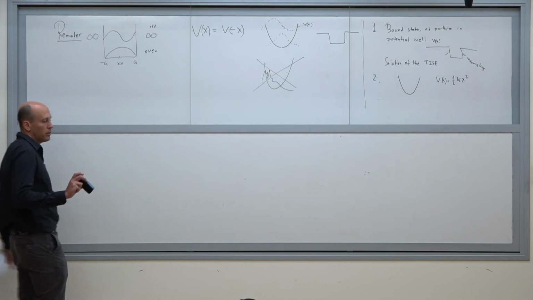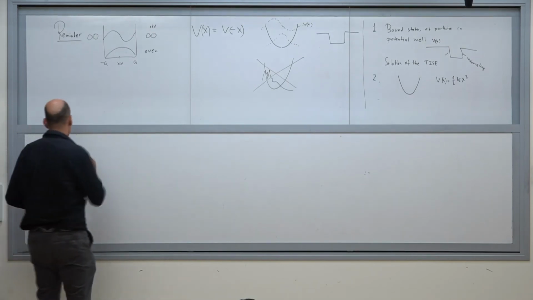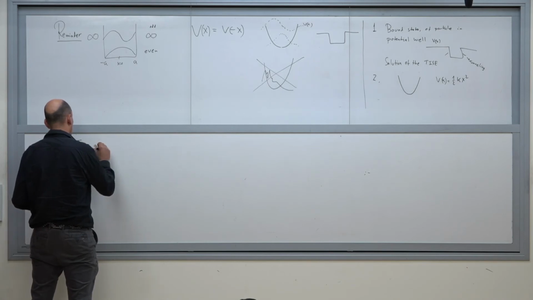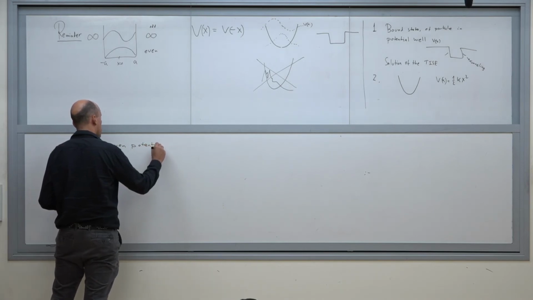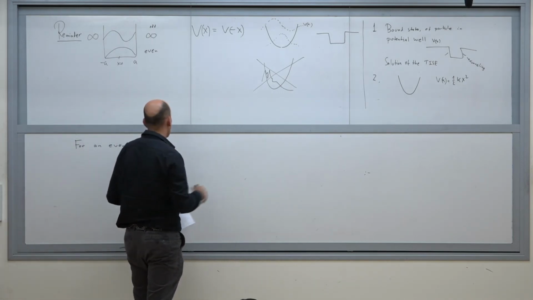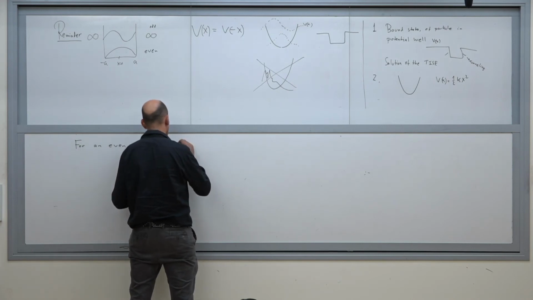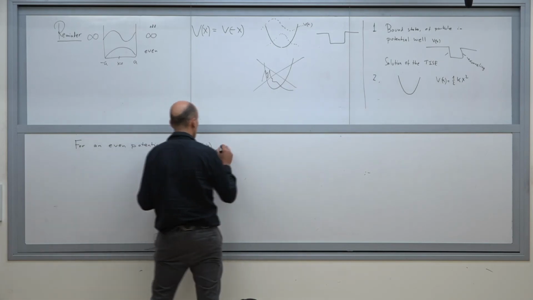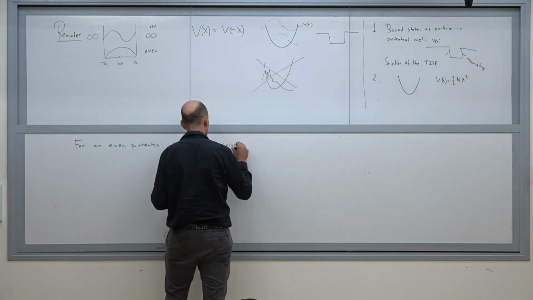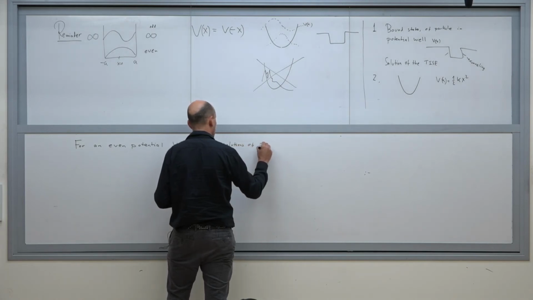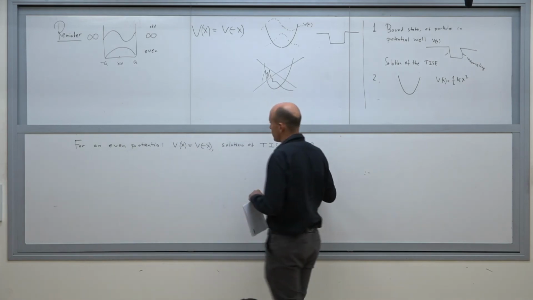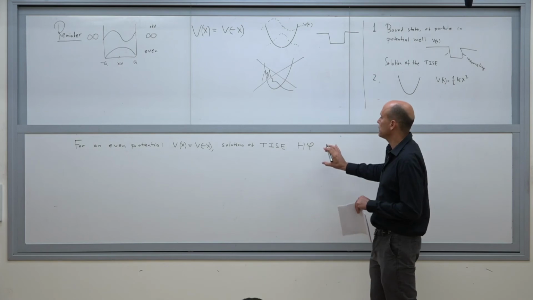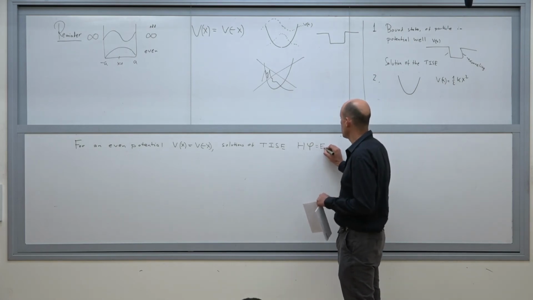I just want to first state the general statement, and that is for an even potential, which is binding, which means that at infinity I assume that there are bound states, V of x equals V of minus x. Solutions of the time-independent Schrödinger equation, H phi n, where H is the kinetic energy operator plus V of x. Let's say in one dimension you have one quantum number.